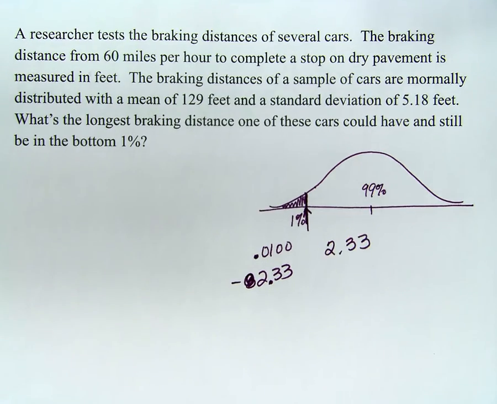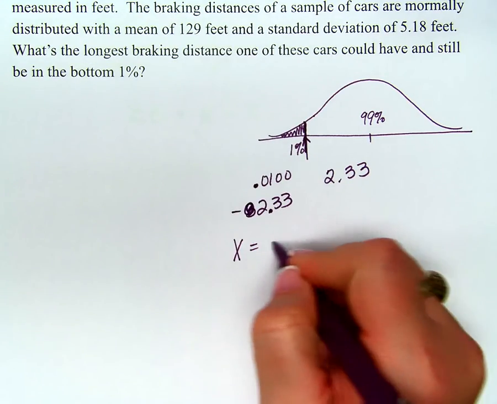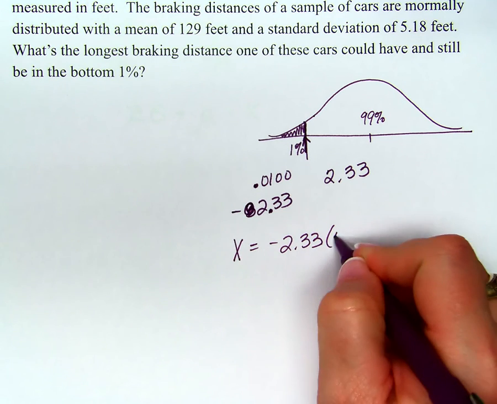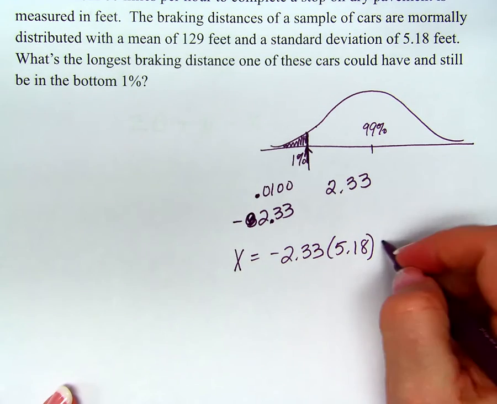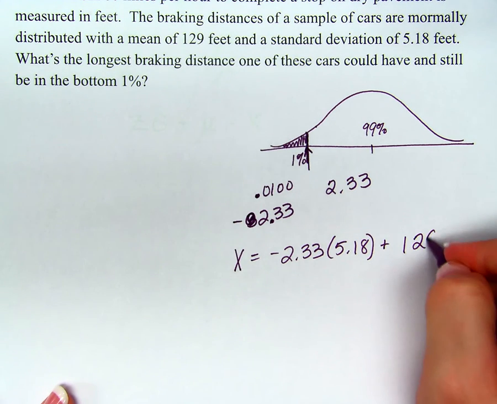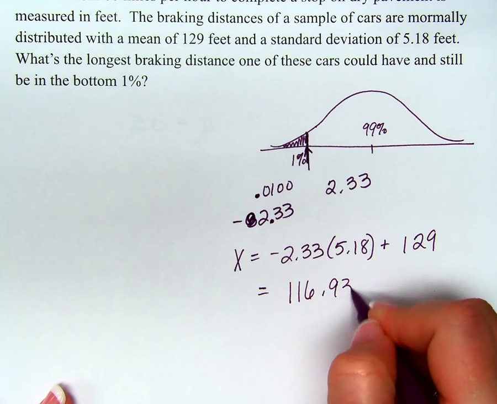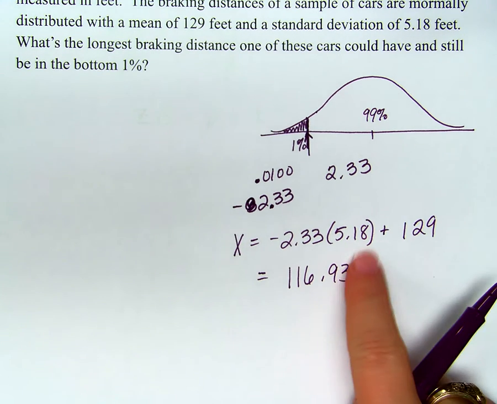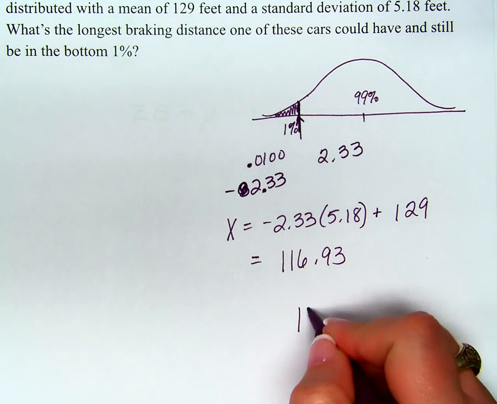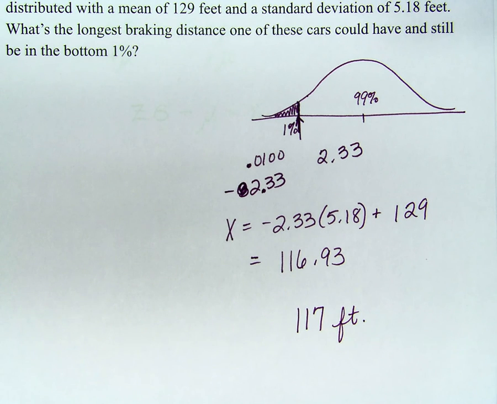Okay, so if that is my z-score, to find x, I say negative 2.33 times 5.18, which is my standard deviation from up here, plus my mean, which is 129. Calculation, 116.93. So what's the longest braking distance one of these cars could have and still be in the bottom 1%? I did round this a little bit, so I want to go to 117 feet. Okay? Any questions about that?